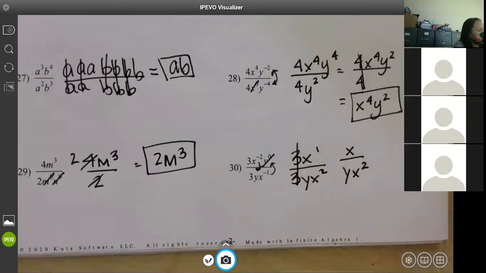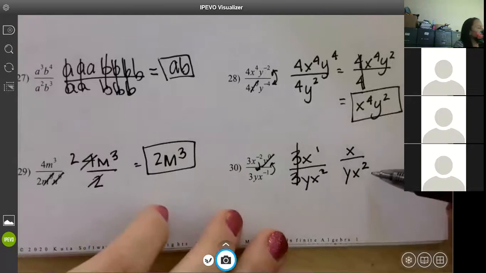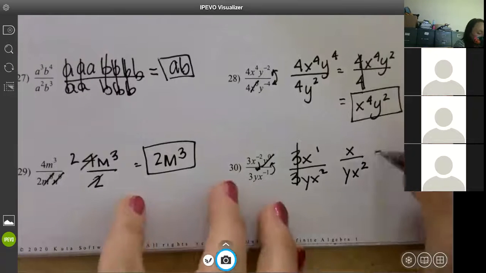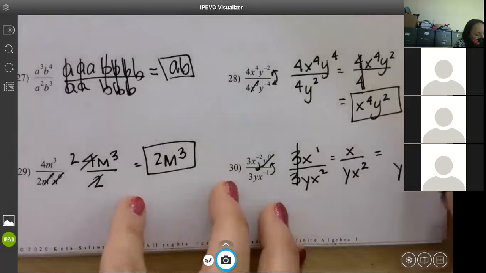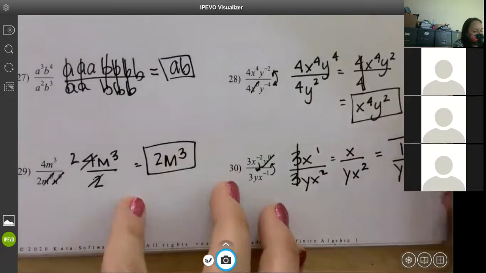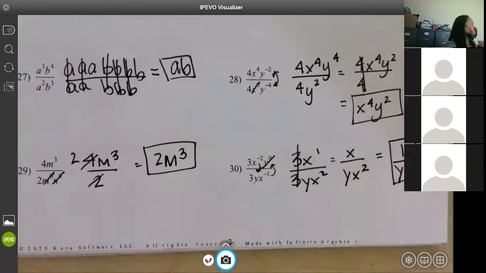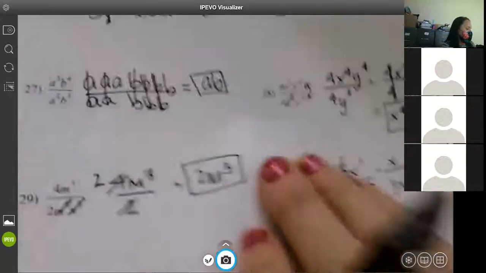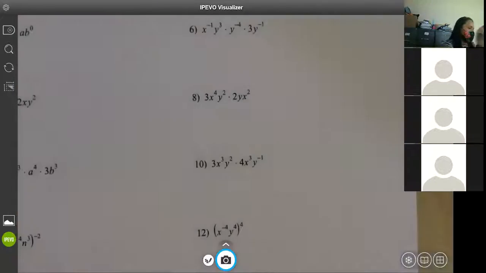What else can I do? One more thing. x's. I have 1 on top, 2 on the bottom. The difference is 1. Where's the bigger one at? On the bottom. So that leaves y and x on the bottom and a 1 on top. That's it. Any questions? Nope. All right, so again, that's pretty much all you're doing. Just be careful on those.